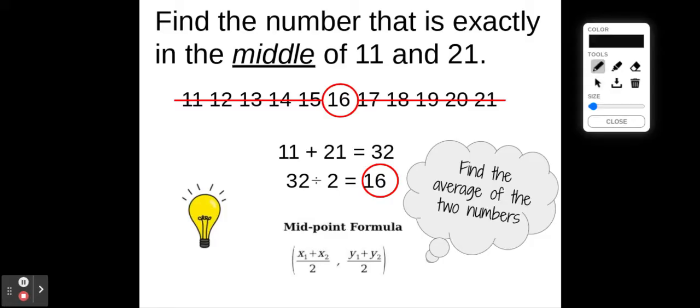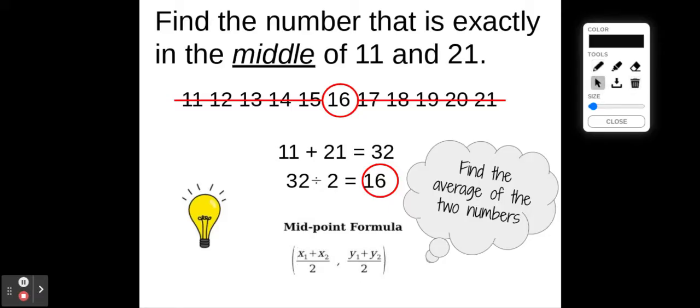If you look at it, you are going to be finding the average of the x's by adding the two x values together and dividing by the two numbers. And you're also finding the average of the y coordinates. You add the two y coordinates together and you divide by 2 to find that average. So midpoint is really all about finding the average, which is a middle value.